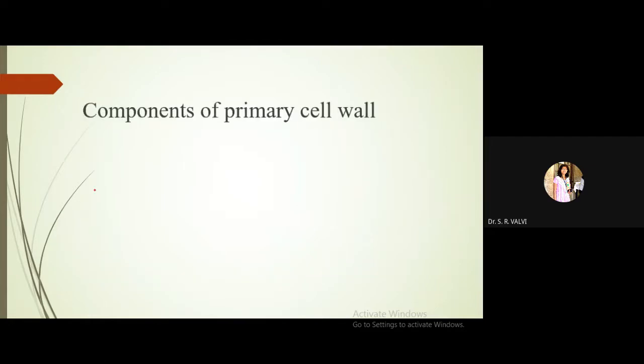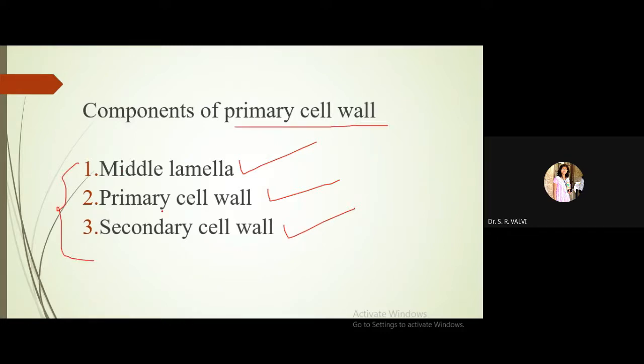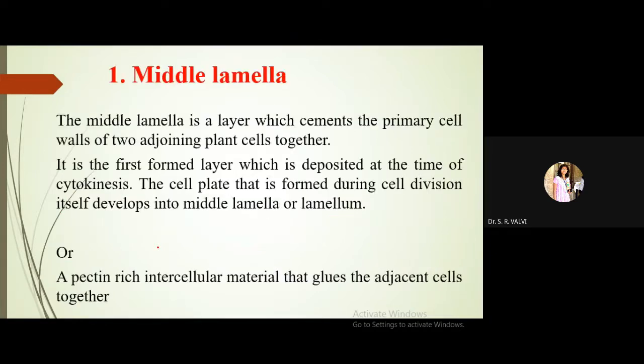Now, what are the components of the primary cell wall? See, the middle lamella is the outermost layer, then inner to it is the primary cell wall, and then the secondary cell wall. So altogether we call it the primary cell wall. We have to study all these three layers in detail with their chemical composition and function. So I'm going to start with the middle lamella.